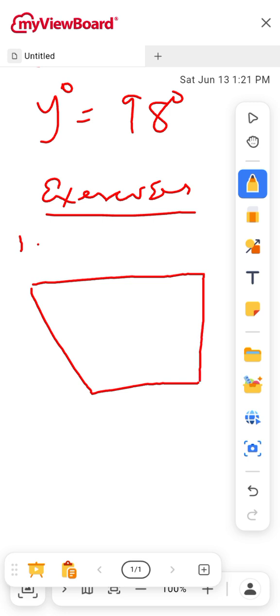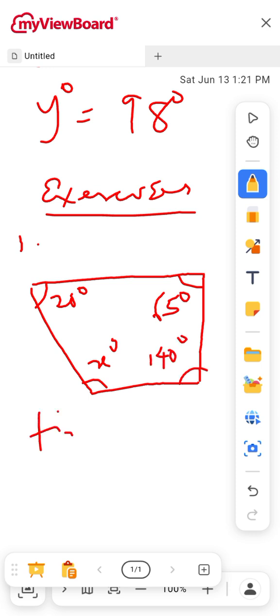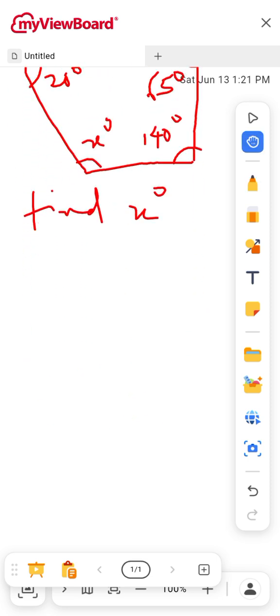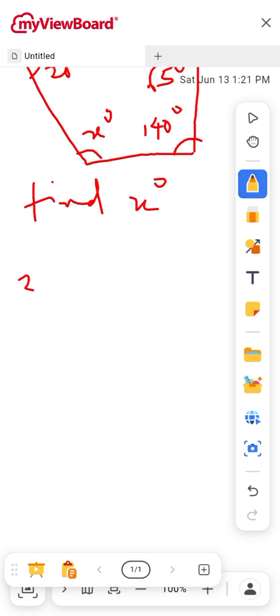We have this. We have this 65. And we have this. So the question says we should find x. Let us find x here. Okay, let us see number 2.